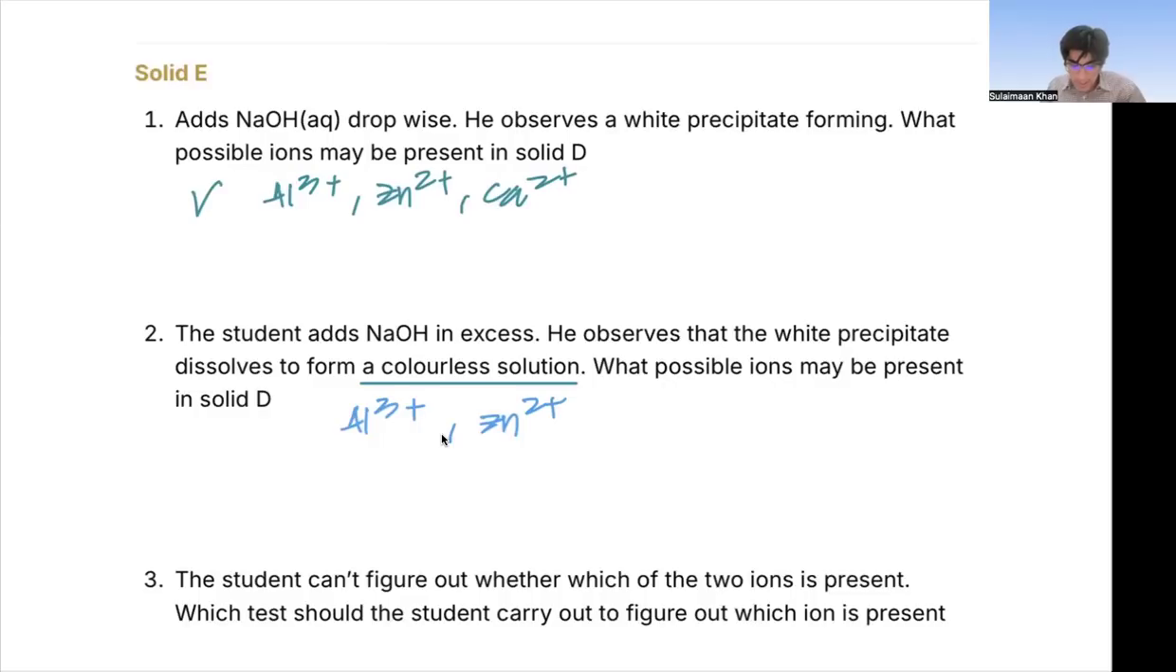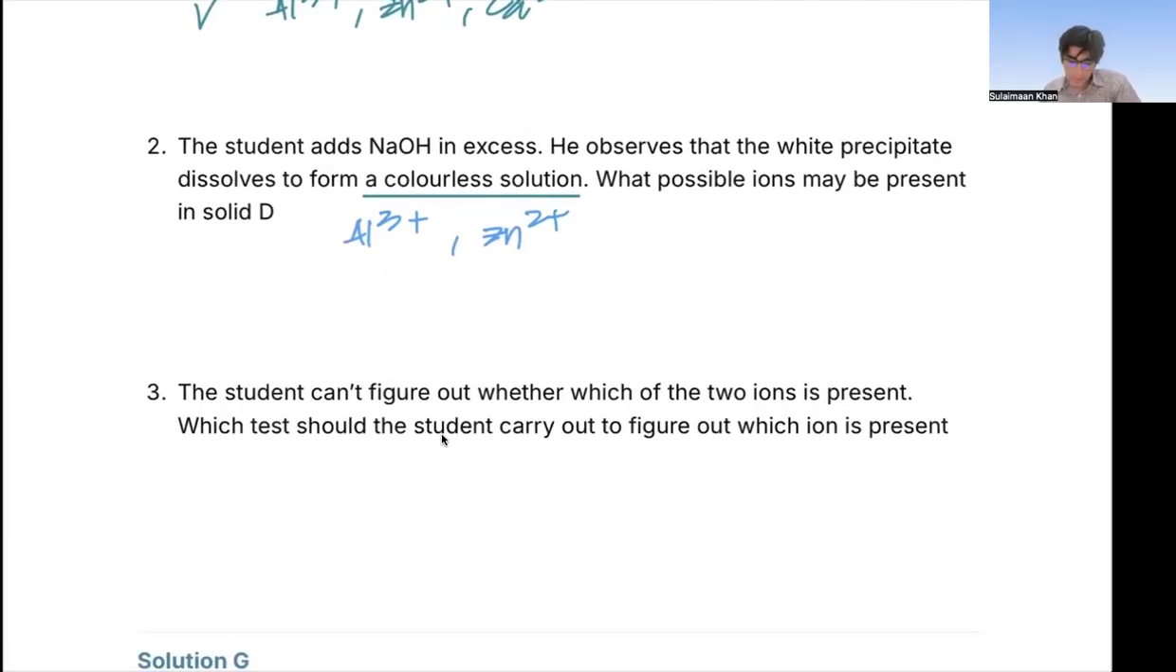They're going to dissolve. Now, the student can't figure out which of the two ions is present. Which test should he perform to figure out which ion is present? So now he can't figure out between the aluminum ion and the zinc ion.